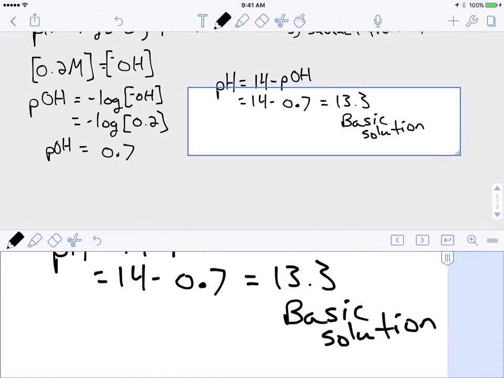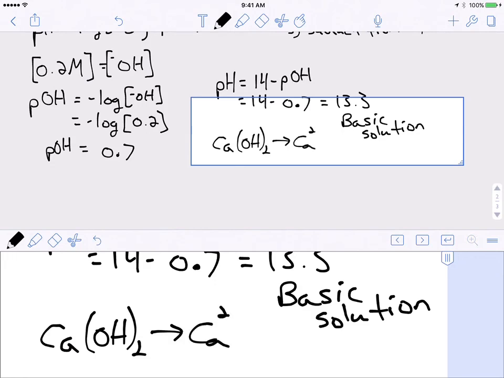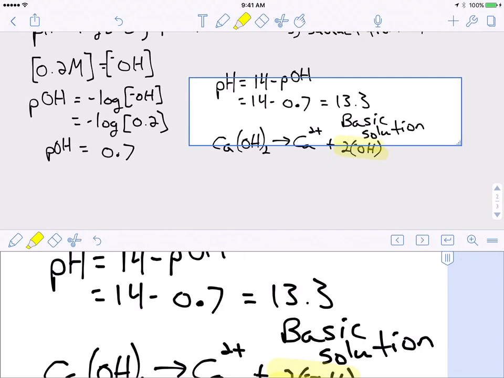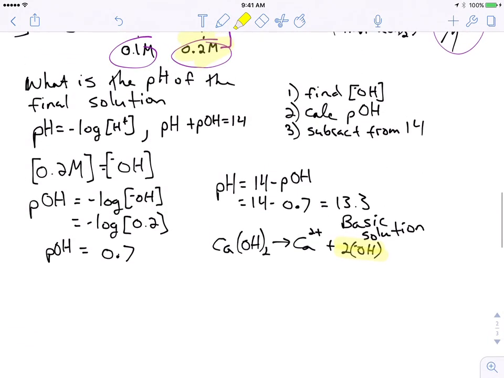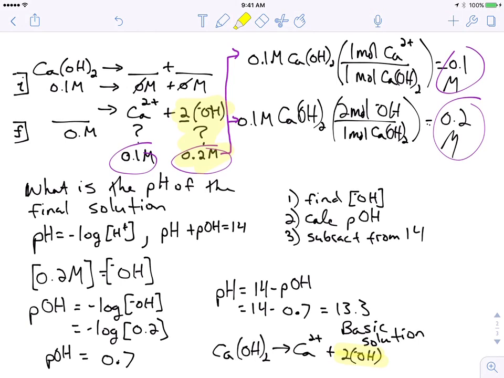Now if I look back at our original equation, CaOH2 yields calcium plus 2 OH minus. Well, yeah, it's a basic solution. I have a lot of OH minus over here. So that makes sense. If I would have gotten something like 1.8 times 10 to the negative 6, that doesn't make sense. Having a pH of 13.3 in a basic solution fits perfectly.